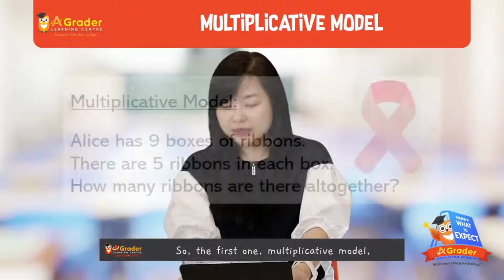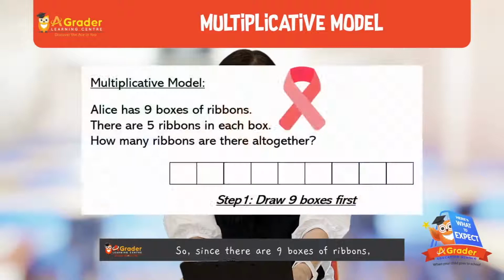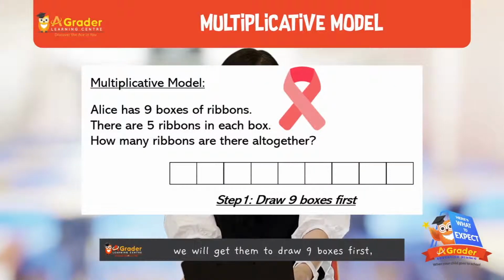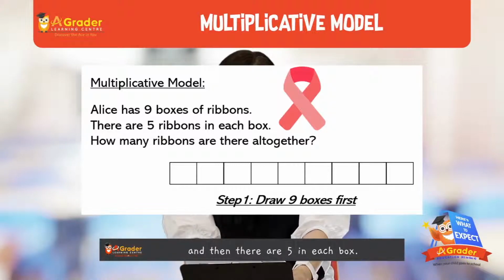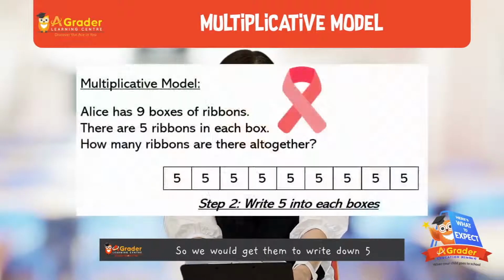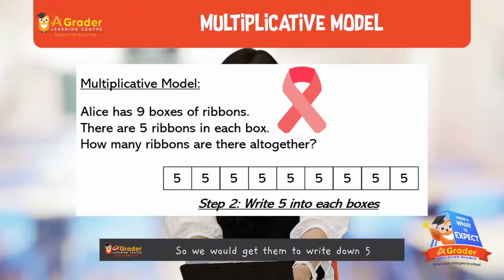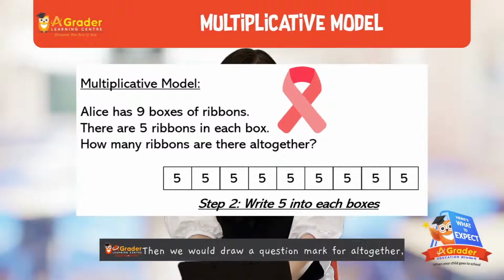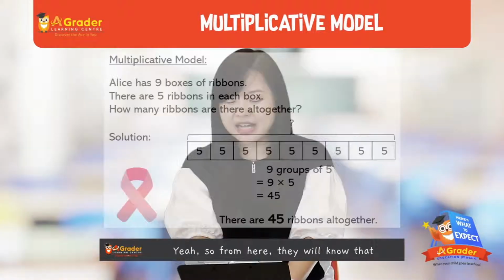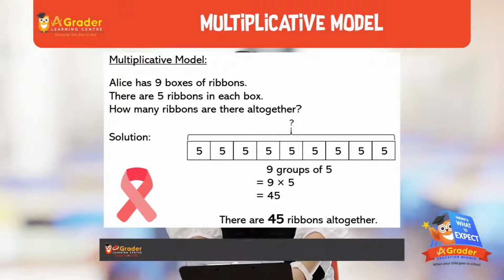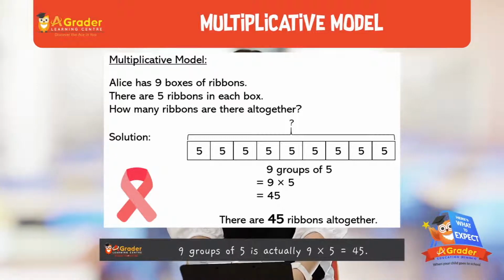So the first one, multiplicative model. Since there are 9 boxes of ribbons, we will get them to draw 9 boxes first, and then there are 5 in each box. So each box, meaning every 1 box, we will get them to write down 5 inside the box. Then we will draw a question mark for all together, which is the total. So from here they will know that 9 groups of 5 is 9 times 5, which is 45.